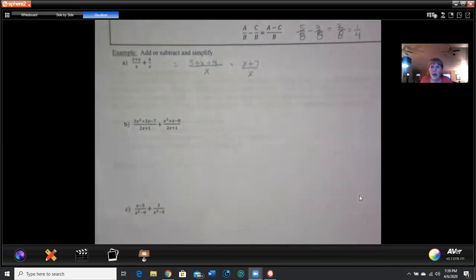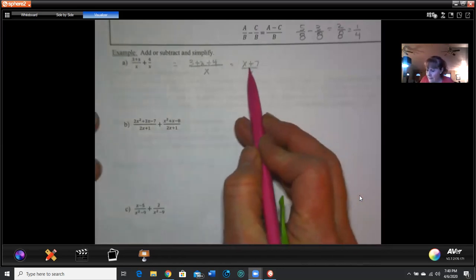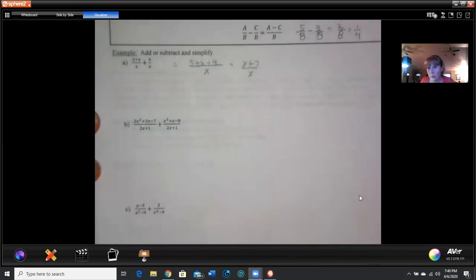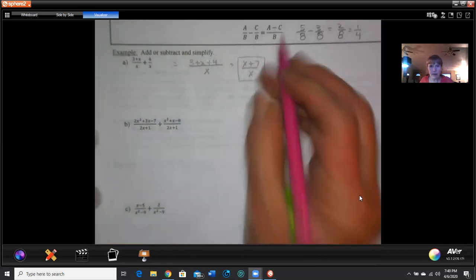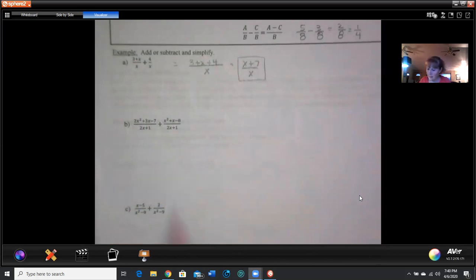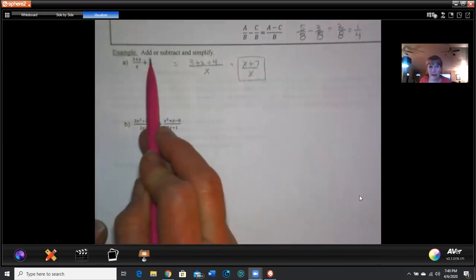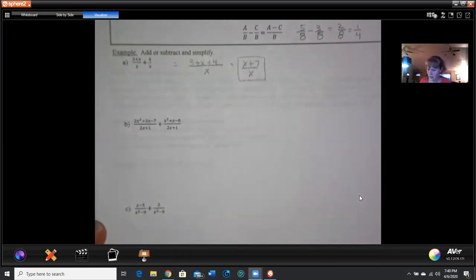Now, can this be reduced? Well, some people would want to reduce the x's and cancel the x's. Well, don't do that, because we stressed in that first section that x plus 7 goes as a group or it doesn't go at all. So again, make sure you do not cancel those x's. They cannot be canceled. The x plus 7 goes as a group, or they never go separate. So that is your answer, x plus 7 over x. So if the denominators are the same, you just add or subtract the numerators. It's that simple. Well, let's try another one.